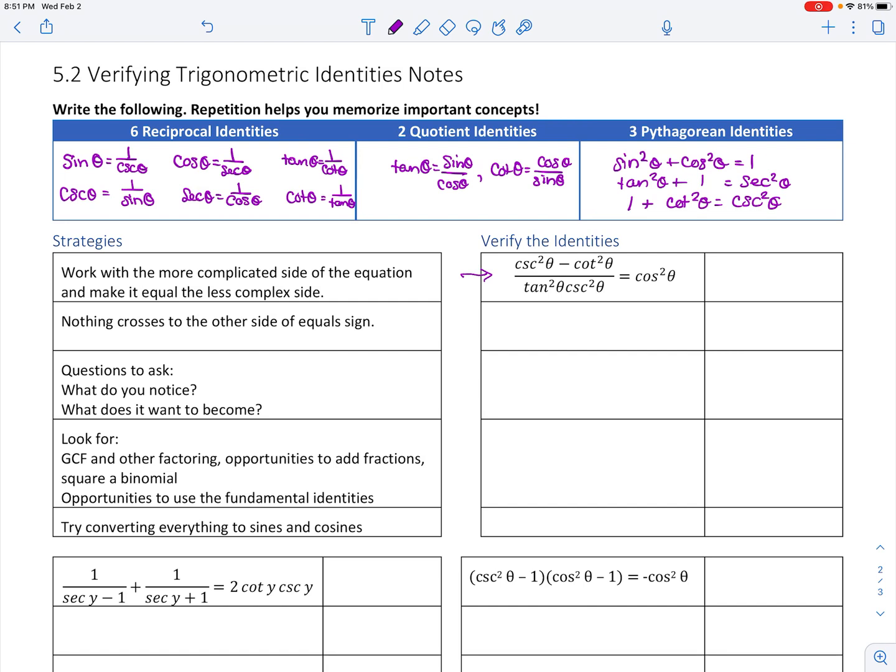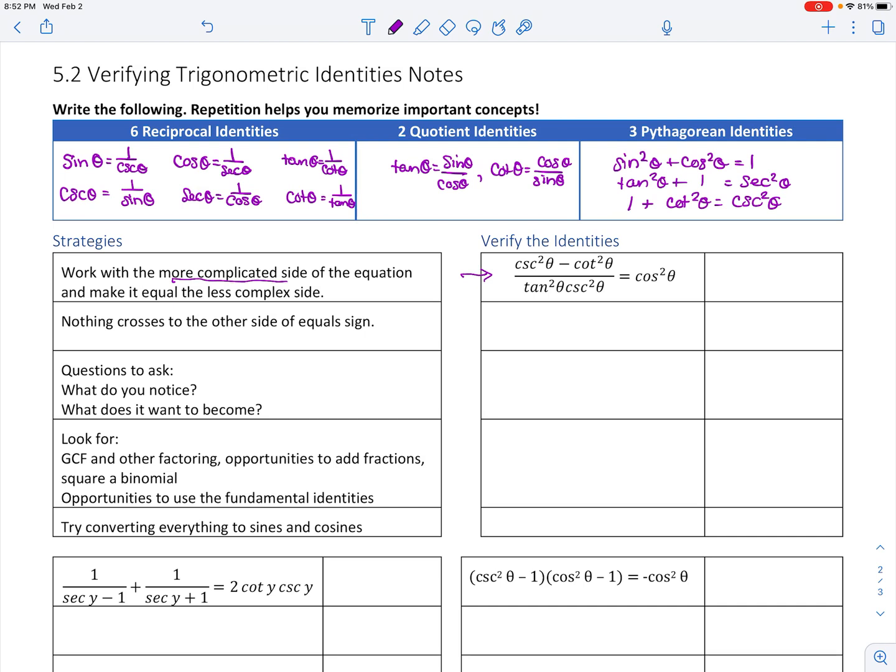So unlike yesterday, you have a plan of attack. You know what your answer is supposed to be. And you want to start by working with the more complicated side of the equation and make it look like the less complex side of the equation. So nothing's going to cross over the equal sign if at all possible. Ask yourself, what do you notice and what does this want to become?